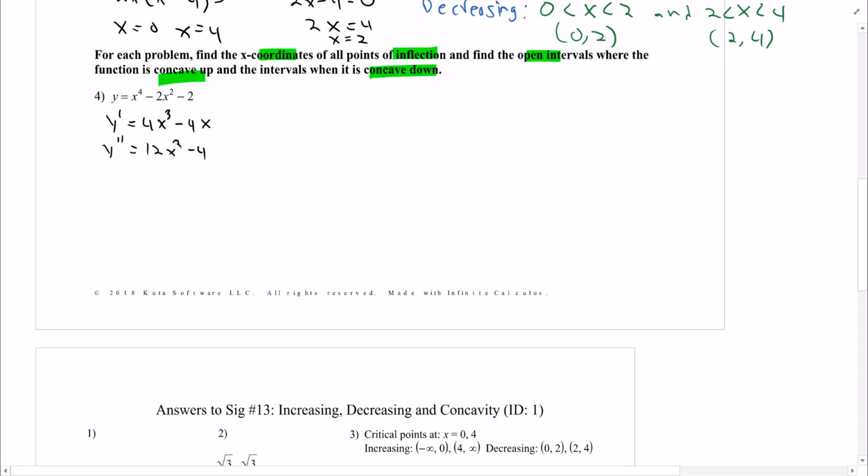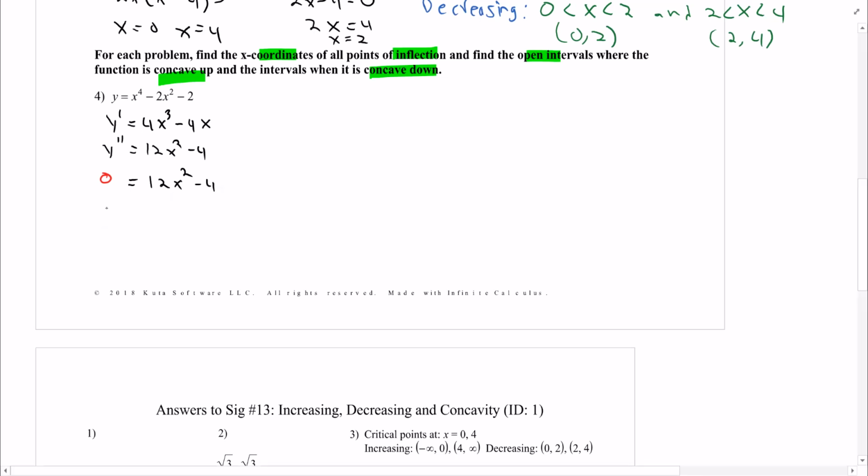Based on what we said before, we find points of inflection by setting the second derivative equal to 0. When it's 0 or undefined, this one will never be undefined because the denominator is just 1. There's no way to make 1 equal to 0. So we have this. We could do this in several ways. Let's not factor, let's solve.